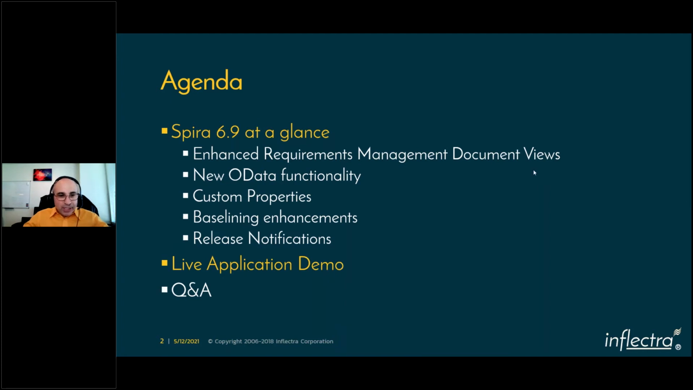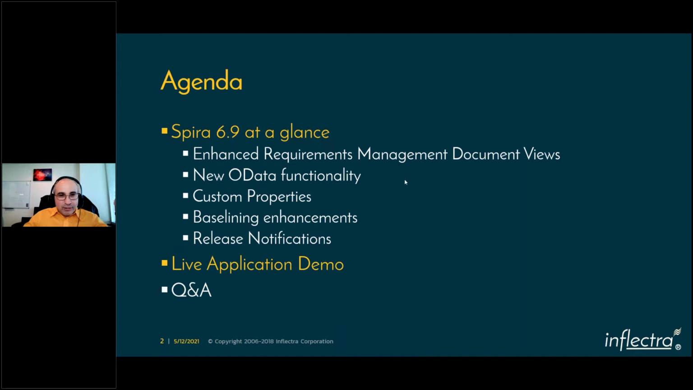We've got 5 features that we're talking about today. We'll be live demoing most of these, and I'll be talking to you about all of them. Basically, requirements management, OData, custom properties, baselining, and release notifications. Some of these are only available in certain flavors of the product. I will mention that too, so you know what's in Spira Test, what's in Spira Team, and what's in Spira Plan.